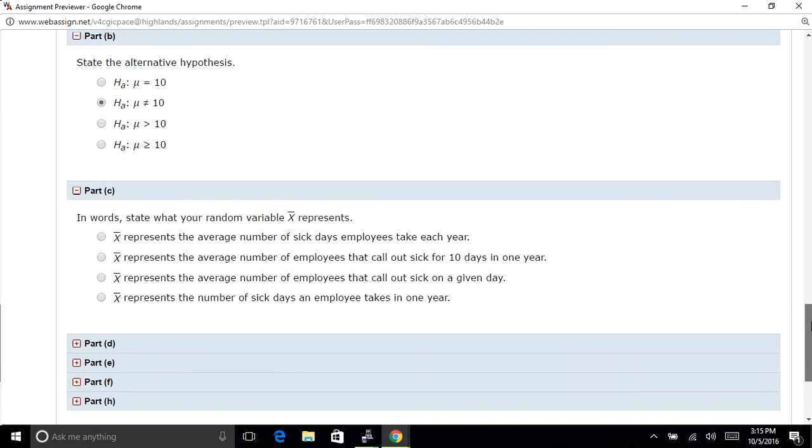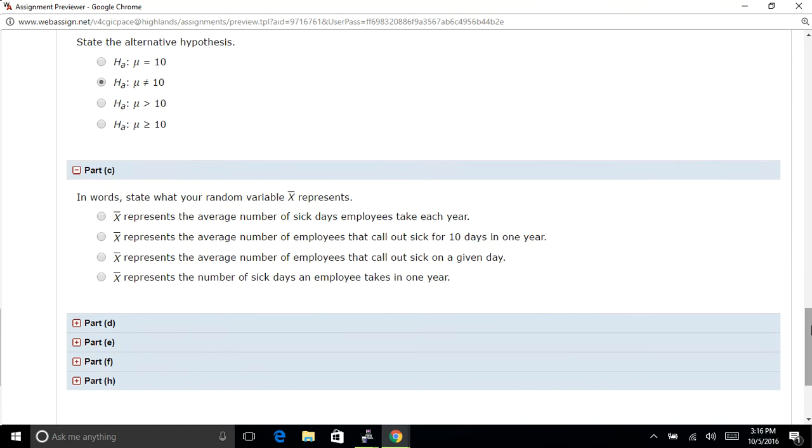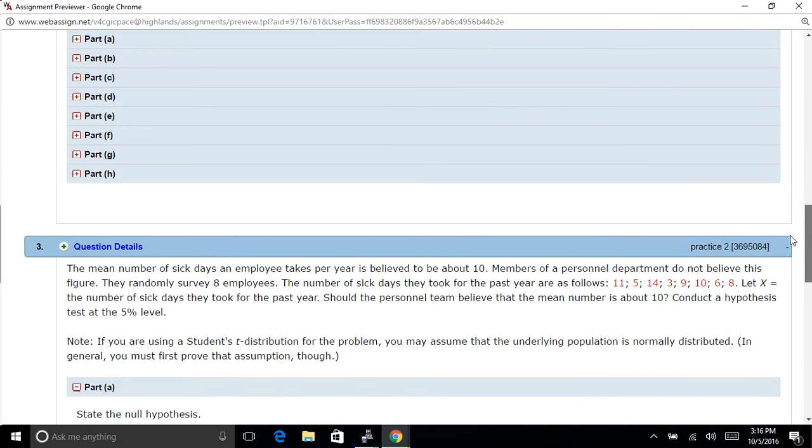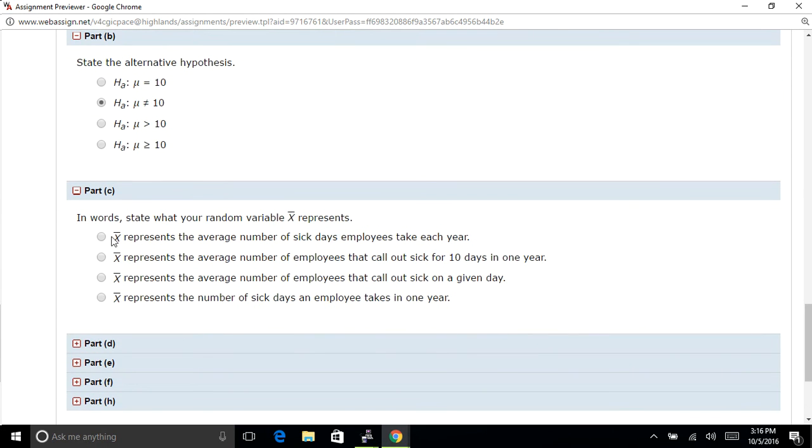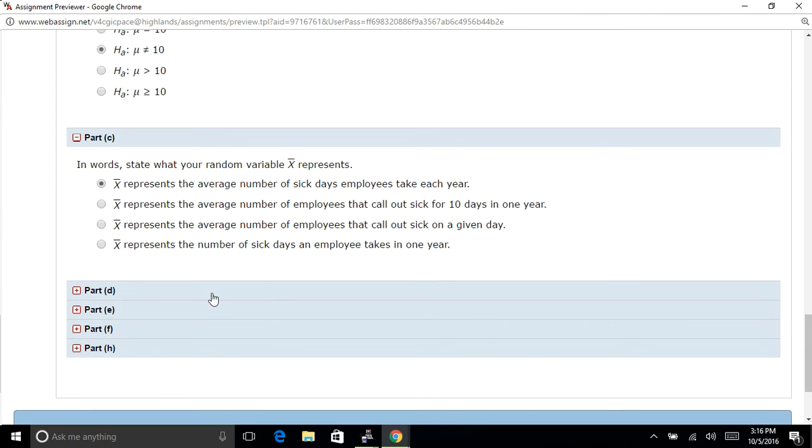All right, so let's look at my random value for X. What were they trying to look at? They're looking at the average number of days that employees take each year. So let's go up here, right? They say they're looking at the average number of sick days an employee takes a year. This is the only one that will satisfy that: the average number of sick days employees take each year. Okay, so we keep going.